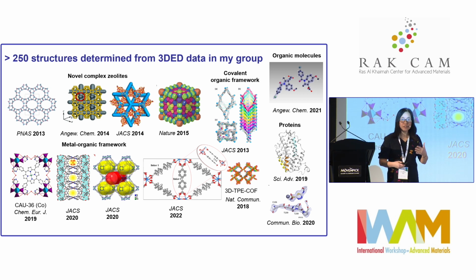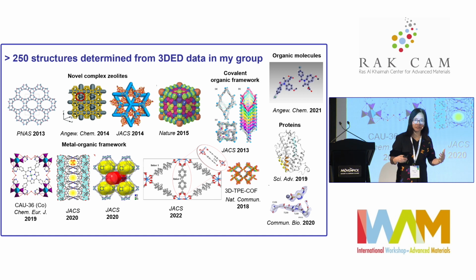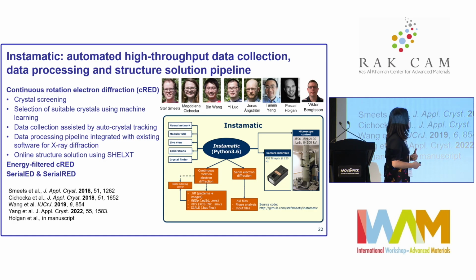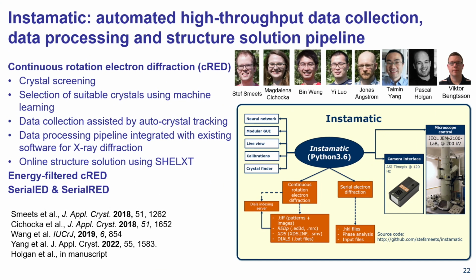Because you don't need a very fancy microscope, a standard microscope will work. This is a platform we developed called Instamatic. On this platform we do what we call continuous rotation electron diffraction. We screen the crystals automatically, and then select a suitable crystal to collect the data. And we hope to use machine learning in the future to do this.